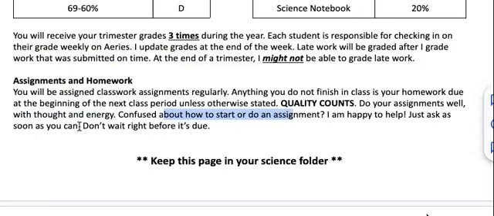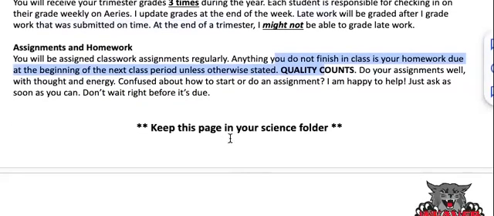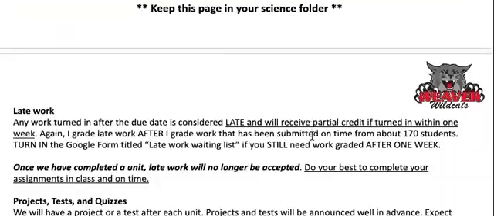And just make sure you're not waiting right before it's due, right? I can only help you as much as you help yourself. And as far as your grade in this class, right, not just grading for completion, I'm looking at quality. And so what you turn in is basically what you get. So this page you want to keep in your science folder.